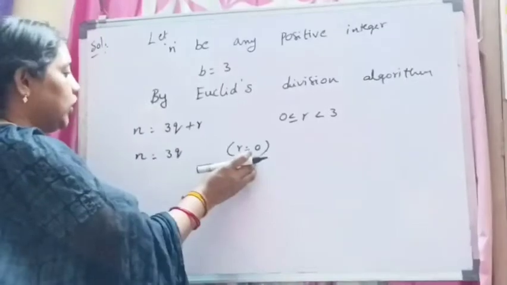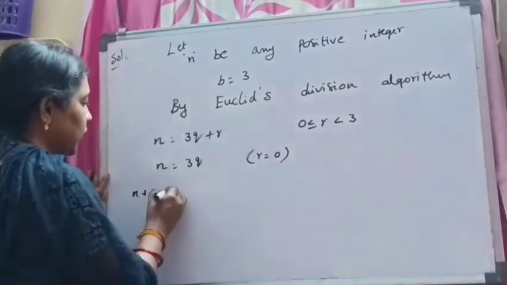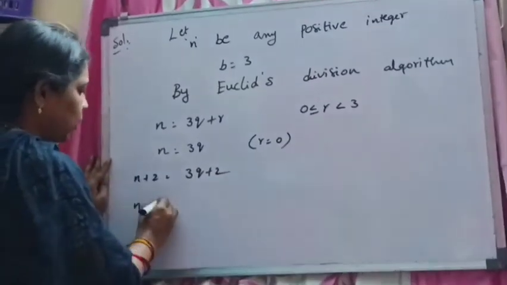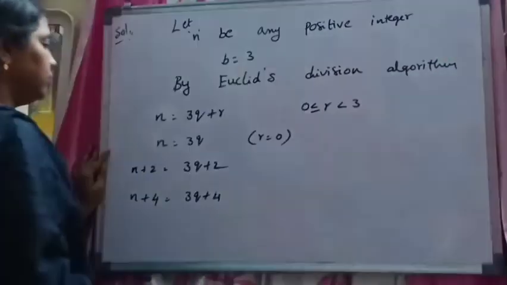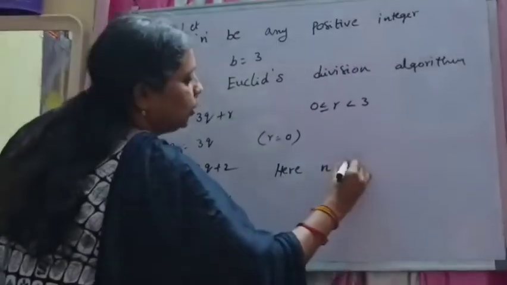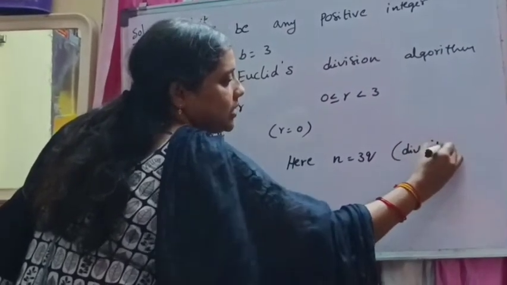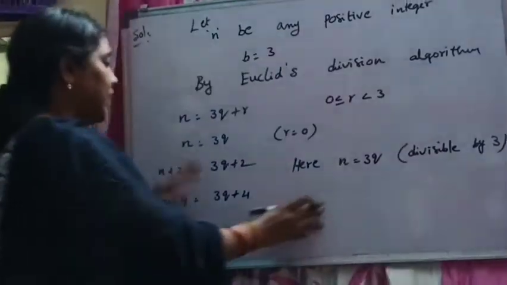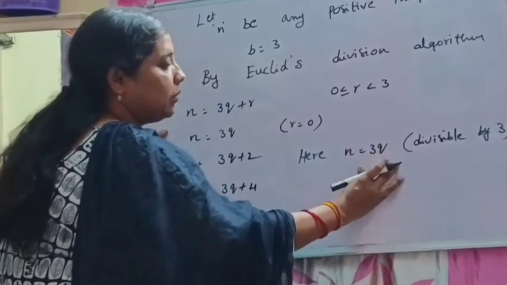Now if r is equal to 0, n is equal to 3q, n plus 2 is equal to 3q plus 2, and n plus 4 is equal to 3q plus 4. Here n is equal to 3q, which is divisible by 3 since the remainder is 0.